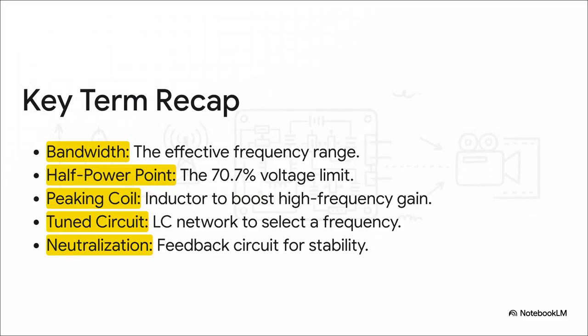All right, you ready? Let's do a rapid-fire recap of the key terms. Bandwidth, that's the amplifier's effective sweet spot. Half power point, that's the official edge of the bandwidth, the 70.7% voltage mark. Peaking coil, that's our little inductor hero that boosts high frequencies in video amps. Tuned circuit, that's the LC network that creates the laser beam focus for RF amps. And finally, neutralization. Those are the noise-canceling headphones that stop RF amps from oscillating.